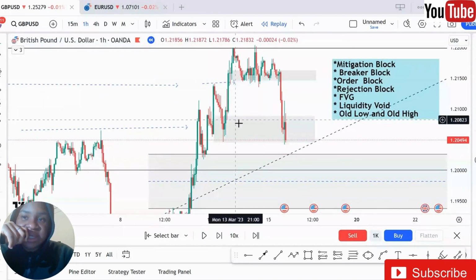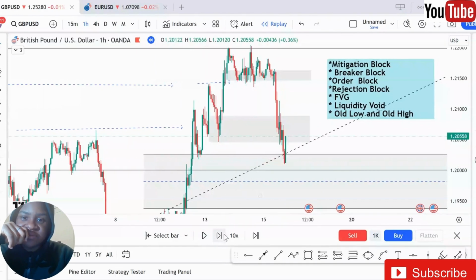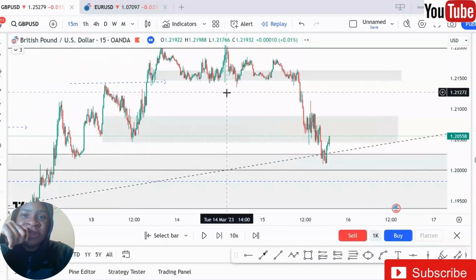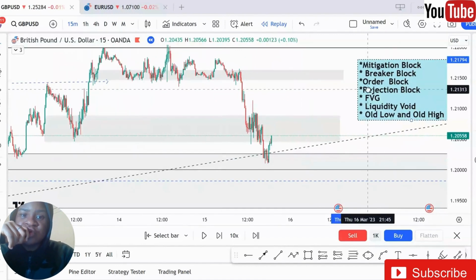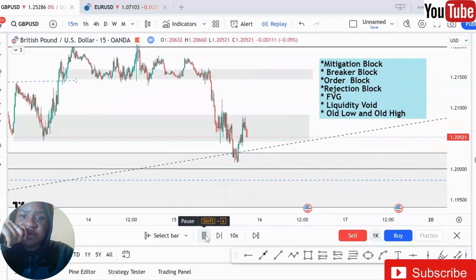Don't make the mistake of taking a buy from here, because why? You are buying expensive. Don't make that costly mistake of taking a buy from here, because on a higher time frame, it's showing that you are in a premium zone, so you should be looking for sells, not buys.